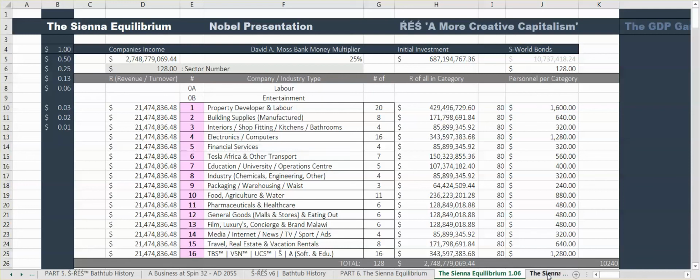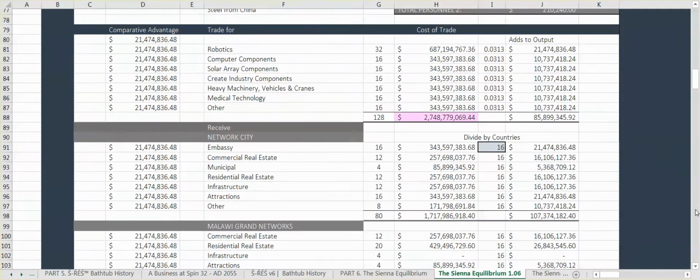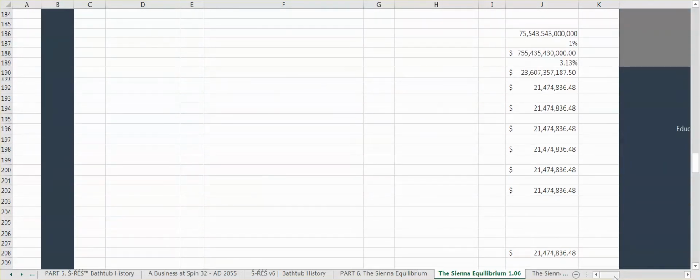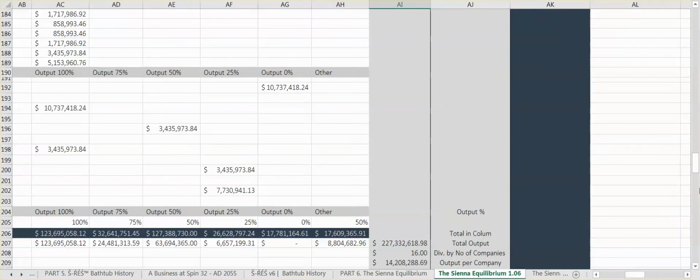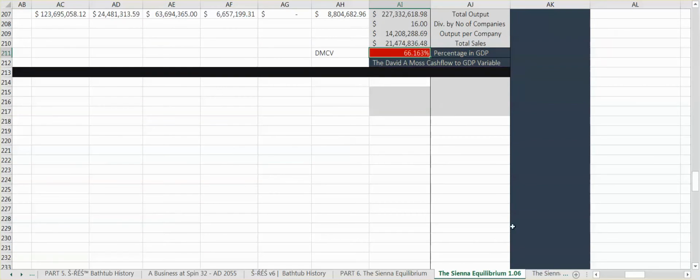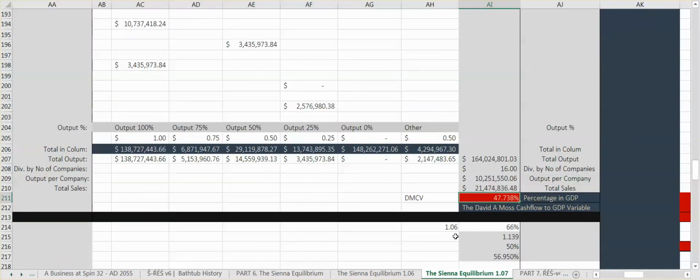The other thing we work out is what's called the CFV, the cash flow variable, which we find here 66%, and on the Sienna equilibrium 7 it's 47%. In general I use 50%.